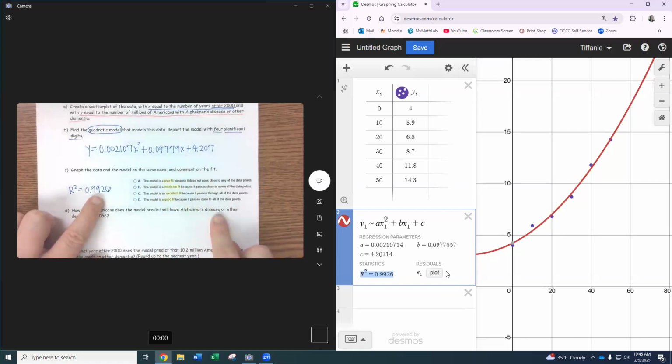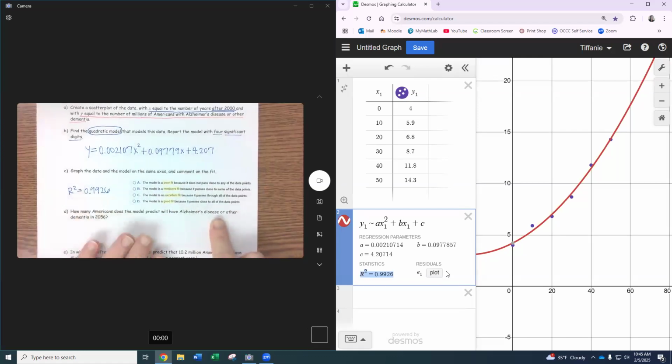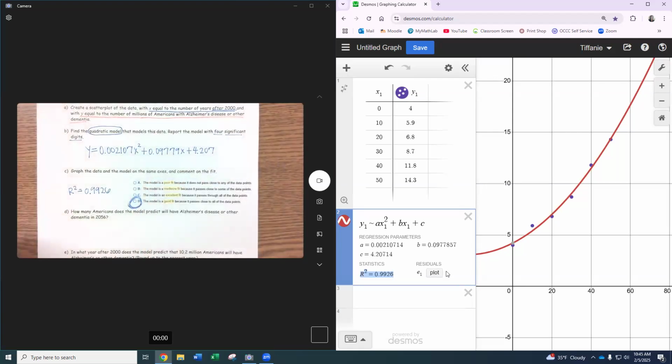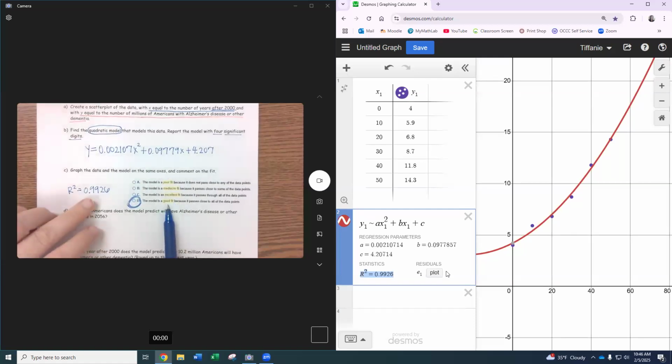I just added this to our notes. It wants to know then, is this a poor fit, a mediocre fit, an excellent fit, or a good fit? Your answer is always going to be good. And there's not really much more to say about that. I'm guessing that the difference between excellent and good is it's excellent if it equals 1. So an example 1, our R squared equaled 1. That's an excellent fit. But because this doesn't equal 1, but it's very close to 1, it's a good fit.